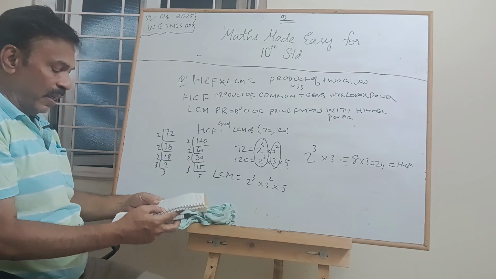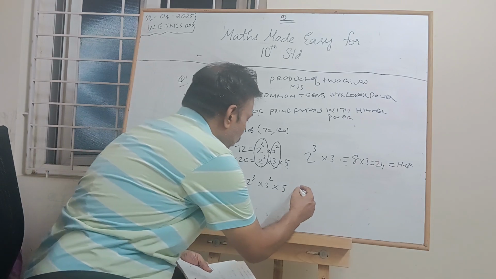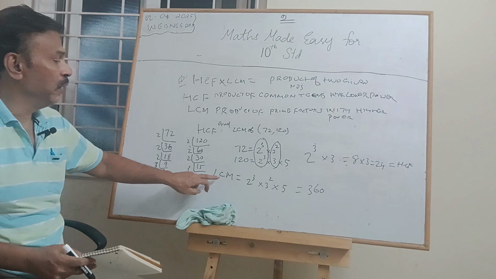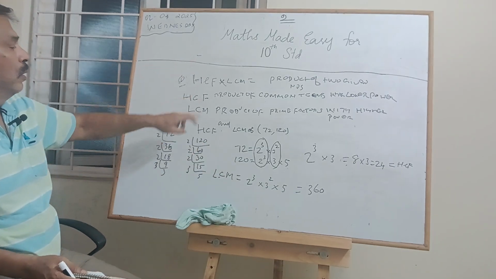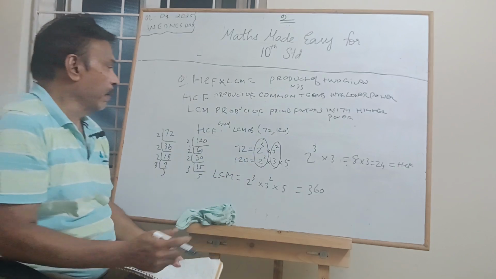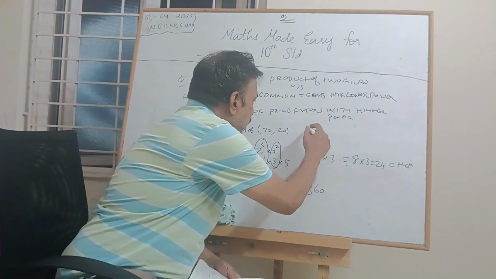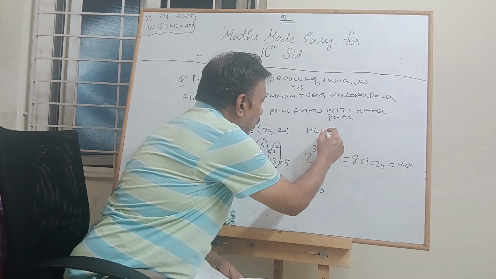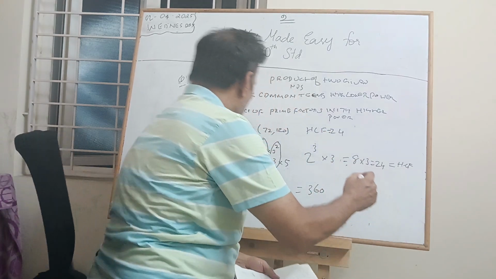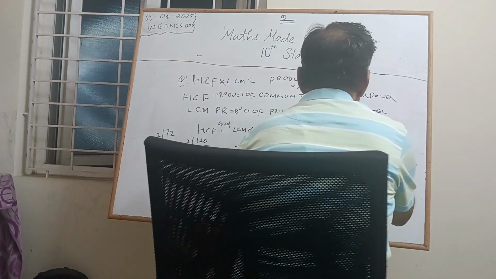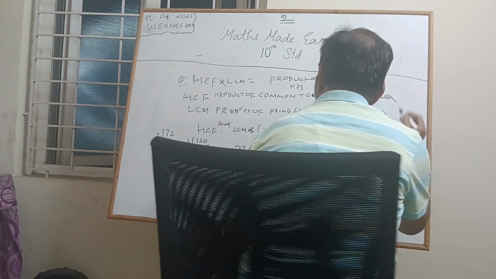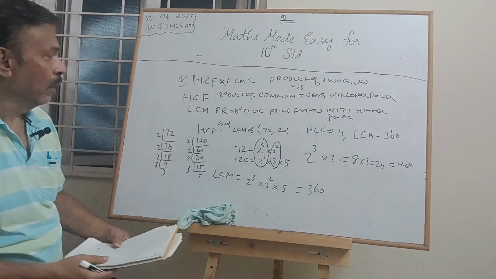So whatever is there, the 5 should also come. If you multiply, this will come to 360. So this is the LCM of 72 and 120. So HCF is equal to 24 and LCM equal to 360. Do you understand now?